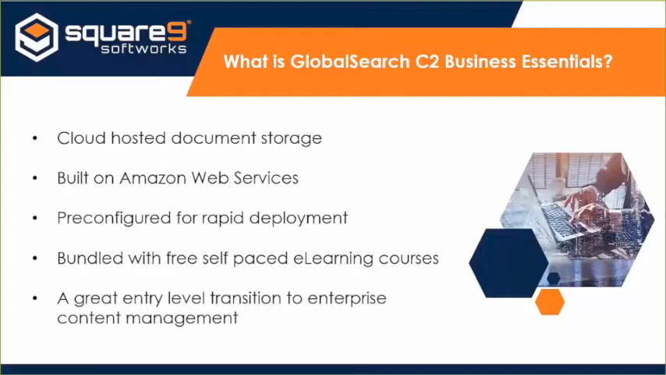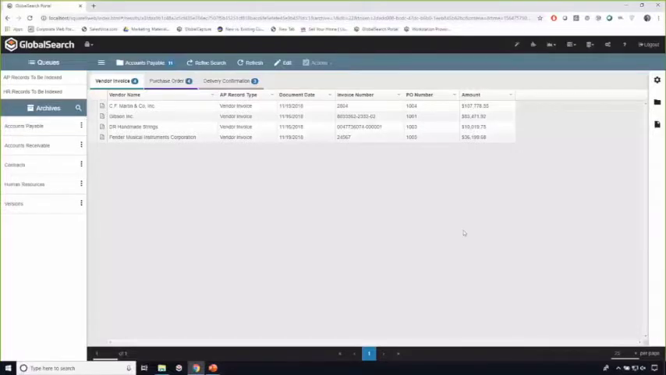So let's get in and take a look at the GlobalSearch C2 solution. So this is the main user interface into GlobalSearch. Again, GlobalSearch is a central storage repository for your important business documents where you can manage them, store them, and secure them. Business Essentials is a database that, as I said before, comes pre-configured for 4 key practice areas: accounts payable, accounts receivable, contracts, and human resources.